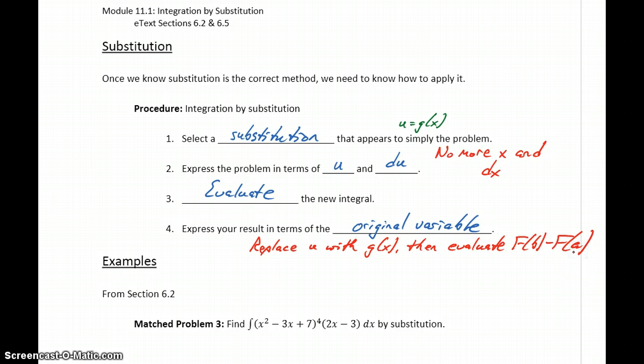So with indefinite integrals, the last step is just to swap u back for that original function. With definite integrals, we'll replace u with the original function we swapped out, and then we'll actually evaluate at those upper and lower bounds and find those differences. This process sounds a little vague when we just sort of map it out theoretically, but these are the steps we're going to walk through as we look at each of the different examples for this module.